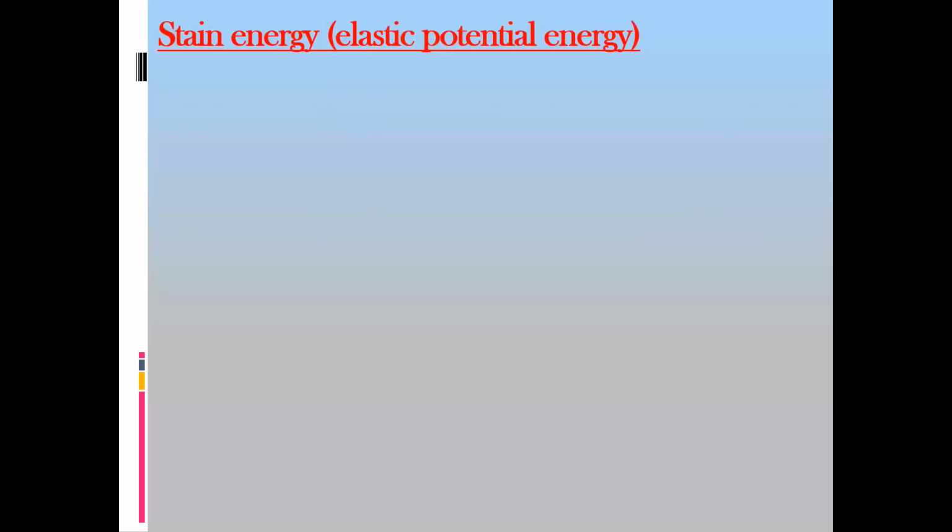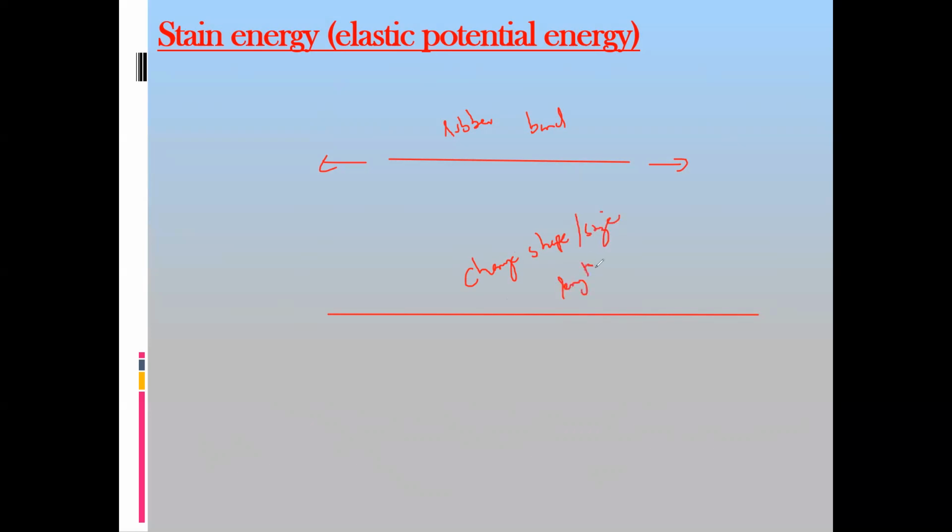Then what is strain energy or elastic strain energy? It is the energy stored in an object due to deformation, or change in length, shape or size. For example, if you have a rubber band and you apply force on this rubber band and you stretch it, whenever an object deforms, changes shape, size or length, it will store energy.